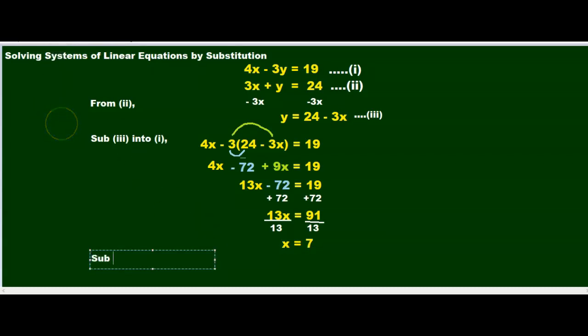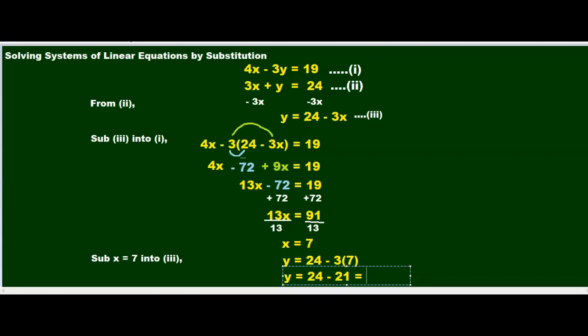Then we're going to substitute x equals 7 into, I'm going to use equation 3, because we have it already written in terms of y. So y equals 24 minus 3x, and x is now 7. Okay, put it all in the same line, which gives us y equals 24 minus 7 times 3. 7 times 3 is 21. So 24 minus 21 gives you 3. So our x equals 7 and our y equals 3.